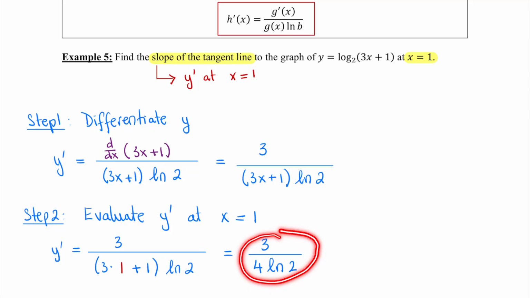If the question does not ask for an approximation, that means it wants the exact answer. So we leave it like this. If it does ask for an approximation, then we convert it to a decimal and follow the rounding instructions. For example, this is approximately 1.08.